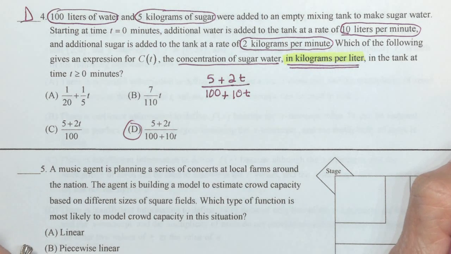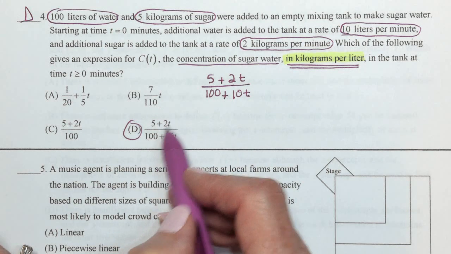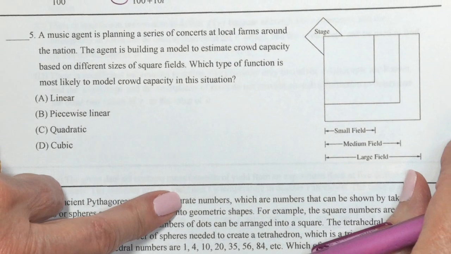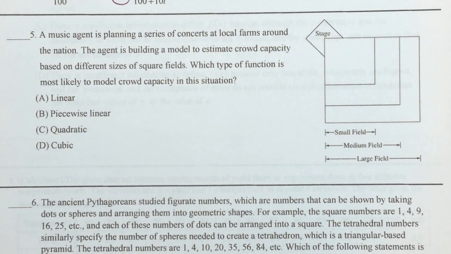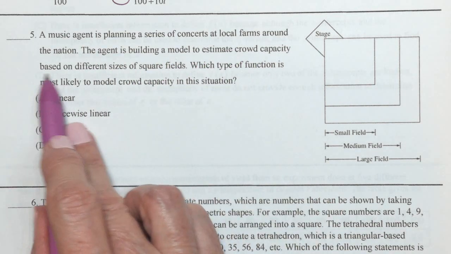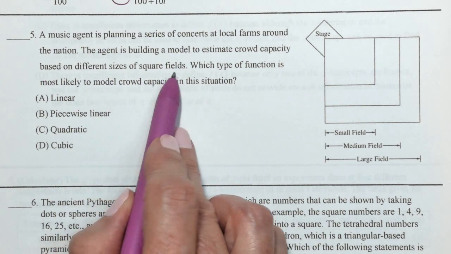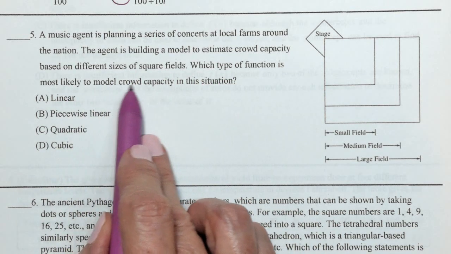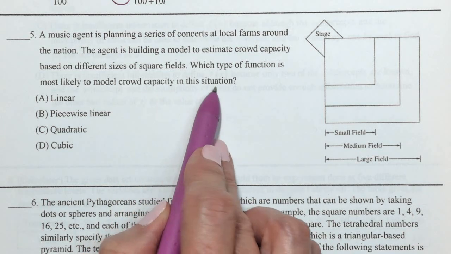Okay? A different type of problem, asking you if you understand a situation and how to get a function out of it. Okay, number 5. A music agent is planning a series of concerts at local farms around the nation. The agent is building a model to estimate crowd capacity based on different sizes of square fields. Which type of function is most likely to model crowd capacity in this situation?